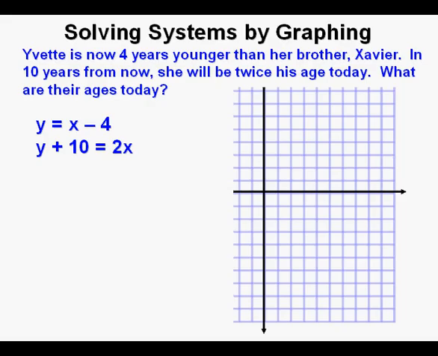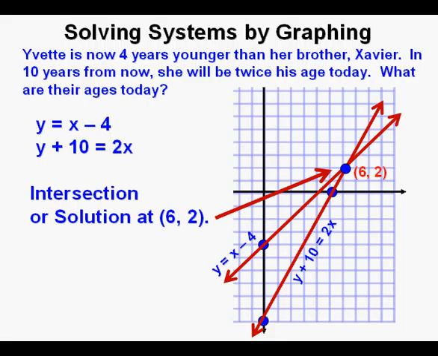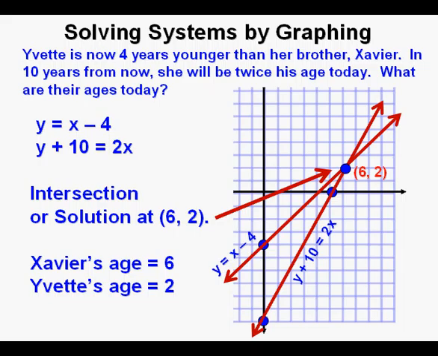Here's the graph of y equals x minus 4. And added to that here is the graph of y plus 10 equals 2x. And the two lines intersect at this point, (6, 2). And the answers are that Xavier is 6 years old and Yvette is 2 years old. Now to test the solution, they both work. Check.